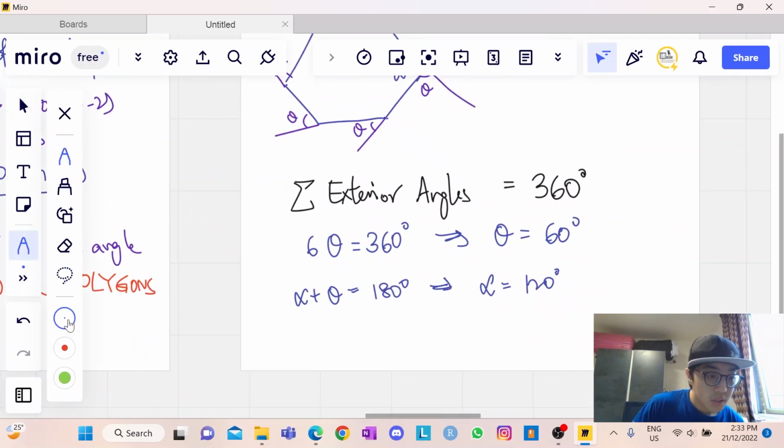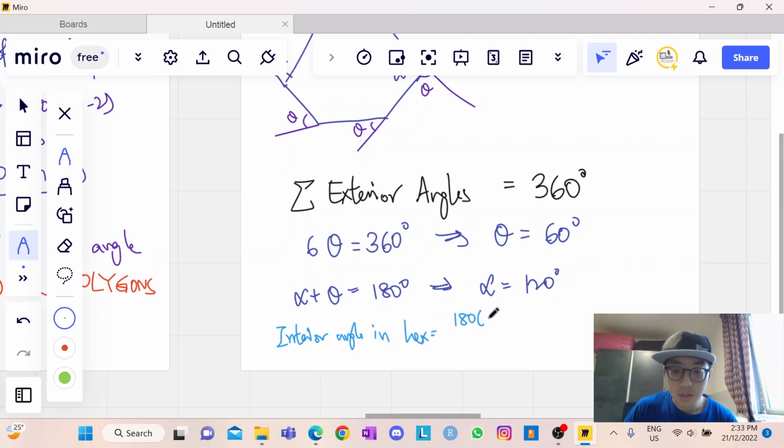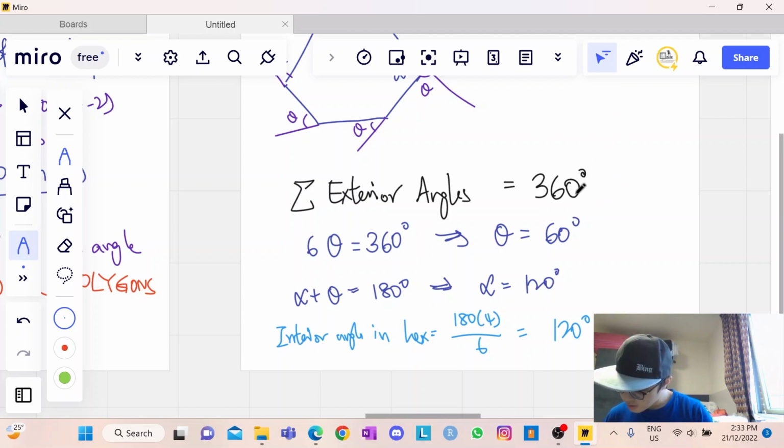Okay, so let's do it by saying each interior angle in a hexagon is equal to 180 degrees multiplied by 6 sides minus 2, which is 4, divided by the number of sides, which is 6, and therefore you will get 120 degrees. All right, so this proves that the sum of exterior angles is equal to 360 degrees is correct. Okay, and this is all for this exterior angle, and in fact this is all for this video.